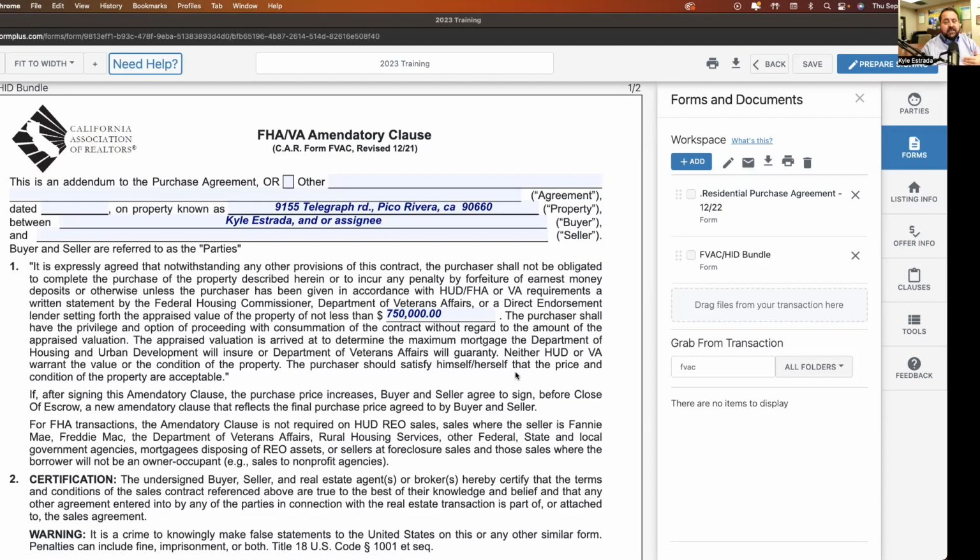If you're the listing agent, leave it. Leave it? Yeah, because as long as it appraises at 600, you don't necessarily want to raise it if they went over. If you're the buyer's agent and you don't have the money to pay the difference, then yeah, you've got to send a new amendatory clause to change the price. Got it. Okay.